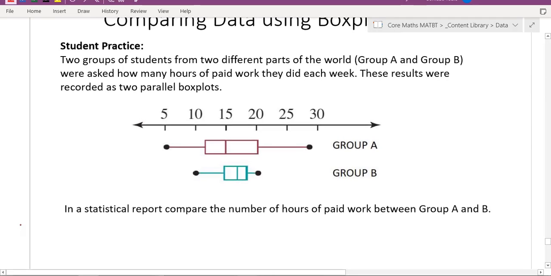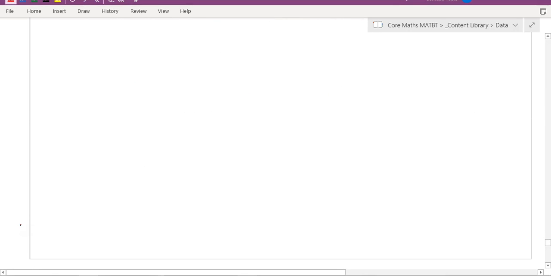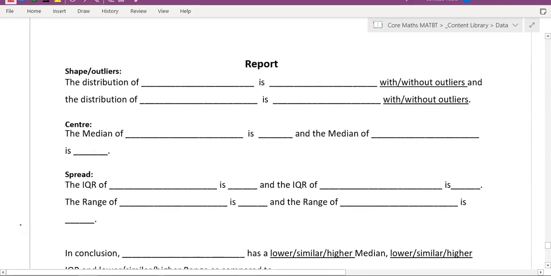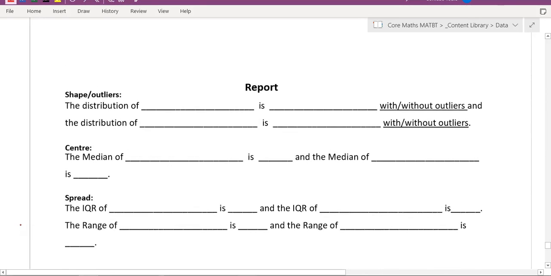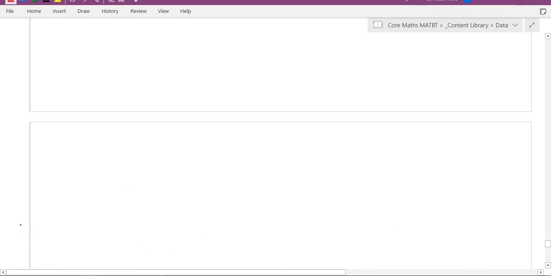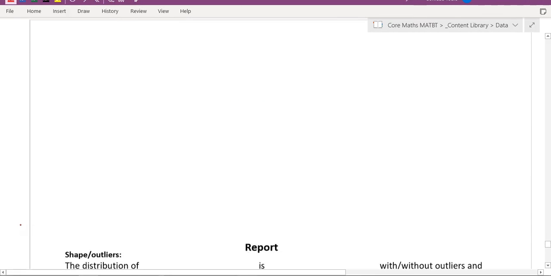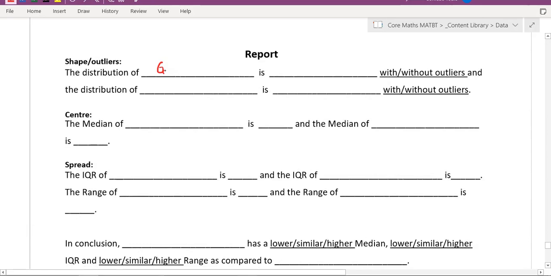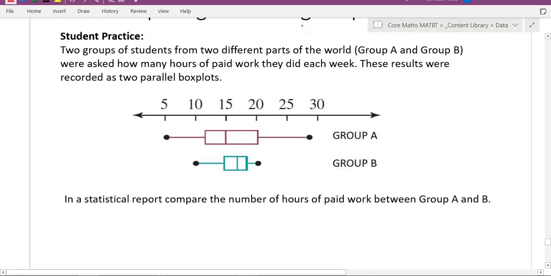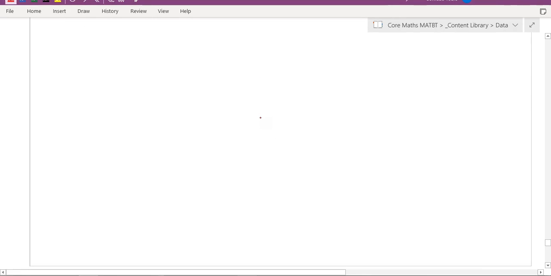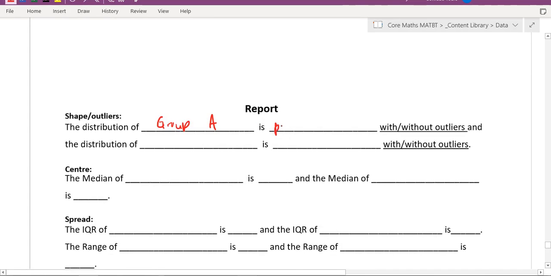Alright, for the first one, you've got 2 groups, group A and group B, and the first part here is you're going to compare the shape and the outliers. So the skews and the outliers, if there are any. So let's start with group A. So the shape or the distribution of group A, so let's write group A. So what's the shape of group A, guys? What do we think it is? Not quite. So it looks like it starts high like this, and it'll go down like that. So what's the shape for this? Positive. So I would say group A is positively skewed.